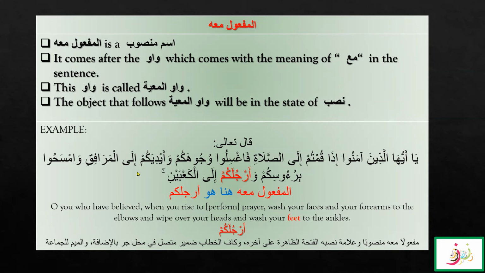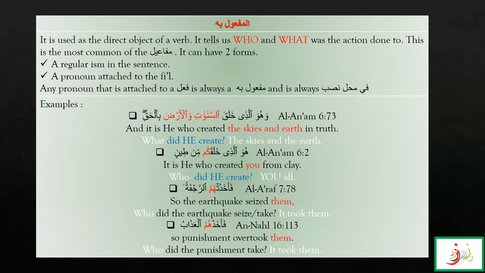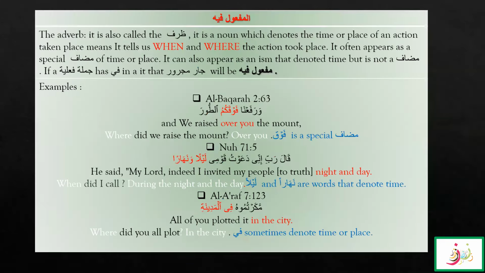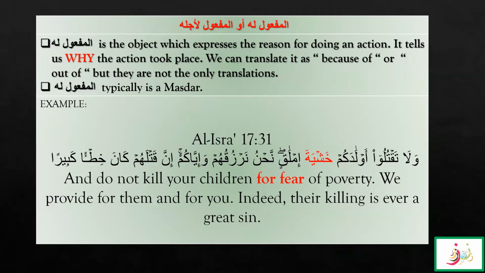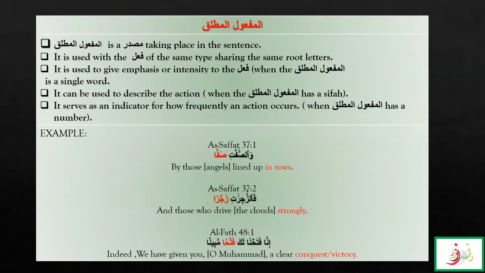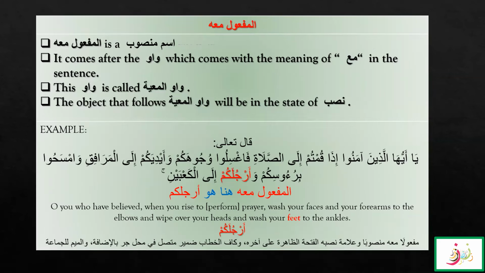Alhamdulillah. So these are the five maf'ul that we learned, and they are maf'ul bihi, maf'ul fihi, maf'ul lahu or maf'ul li-ajlihi, maf'ul mutlaq, and maf'ul ma'ahu. And inshallah, as we will do more examples in the future, we'll see more examples in the Quran, inshallah, for these maf'ul al-khamsa.